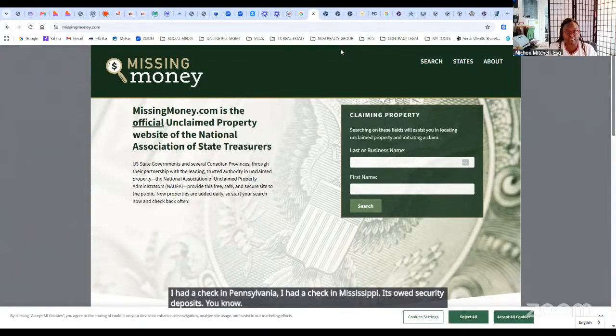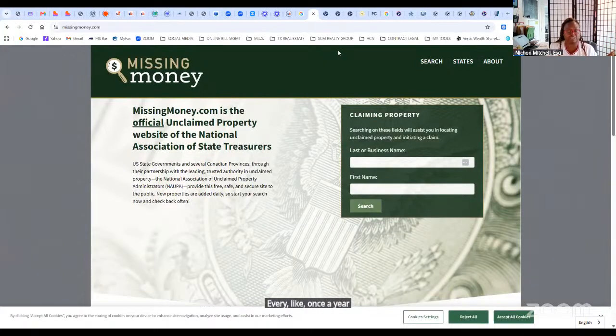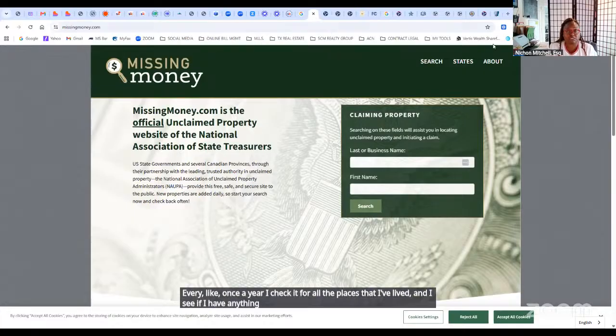Sometimes when you cancel an account, there's money left over and you don't know that. It could be an inheritance, it could be anything that's left over. But I check this like once a year. I check it for all the places that I've lived and I see if I have anything. So I just wanted you guys to know about this site because there's so much talk about it not being valid.